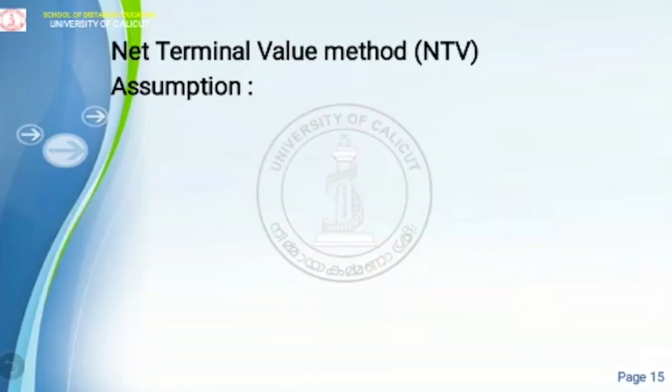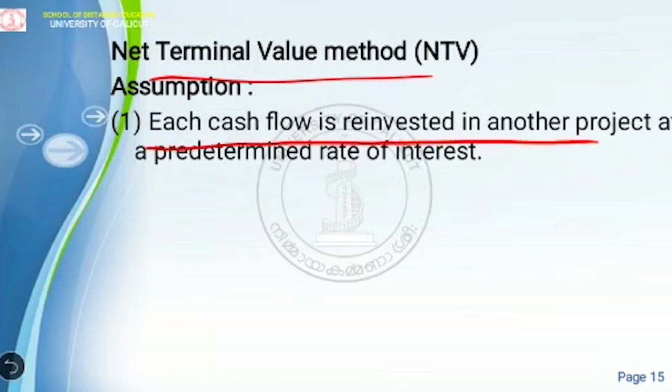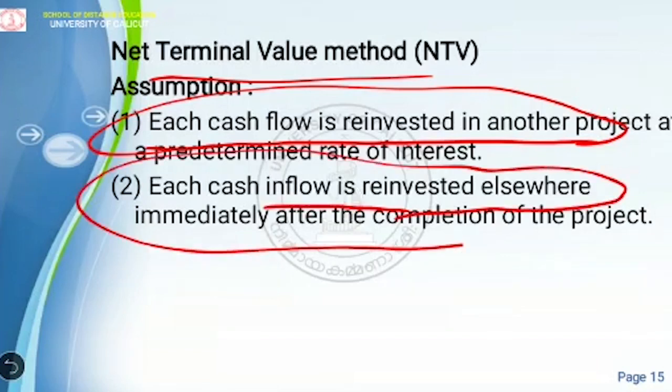And the last one is the net terminal value method, or NTV method. This is also simple. It is a discounted, time adjusted method, but here you have two assumptions. In the net terminal value method, each cash flow is reinvested in another project at a predetermined rate of return. Each cash inflow is reinvested elsewhere immediately after the completion of the other project. So a continuation will be there.